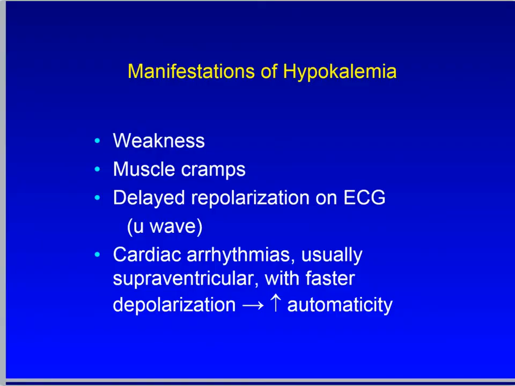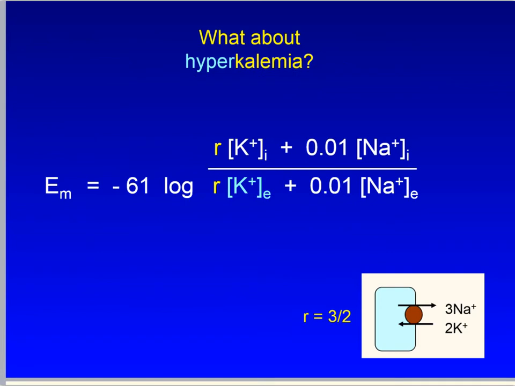Thus, the manifestations of hypokalemia may include weakness, muscle cramps, delayed repolarization on ECG, and cardiac arrhythmias, usually supraventricular and related to faster depolarization and increased automaticity of pacemaker cells. In hyperkalemia, the opposite happens. Plasma potassium increases, the intracellular to extracellular ratio of potassium becomes smaller, the resting membrane potential becomes less negative, and you would expect easier depolarization.